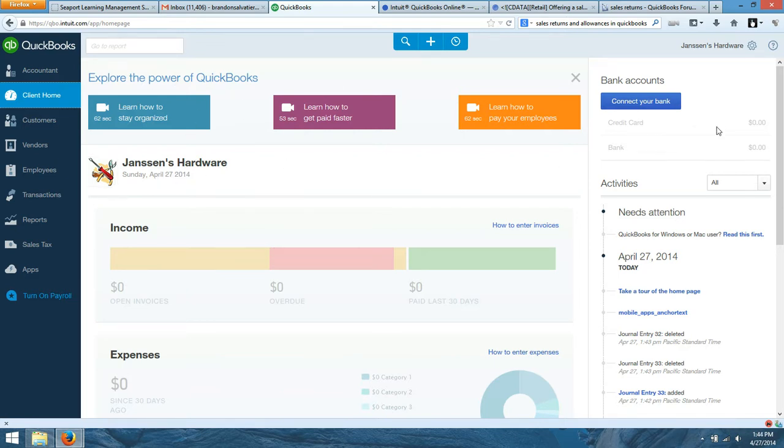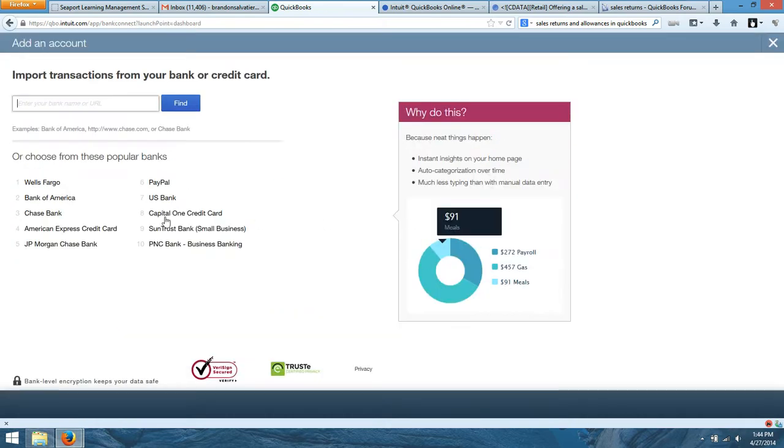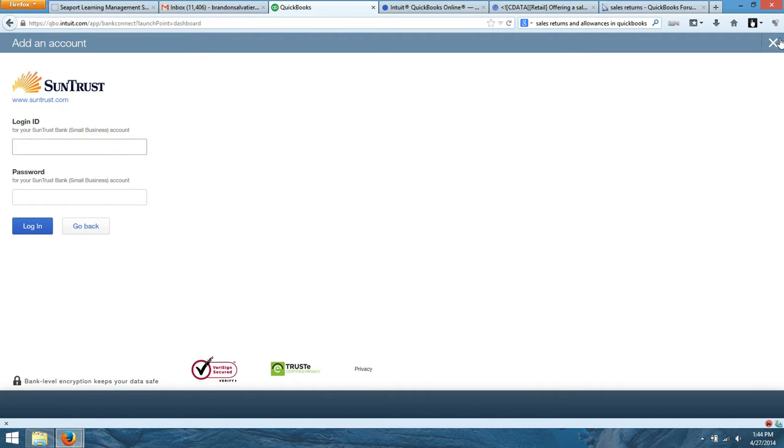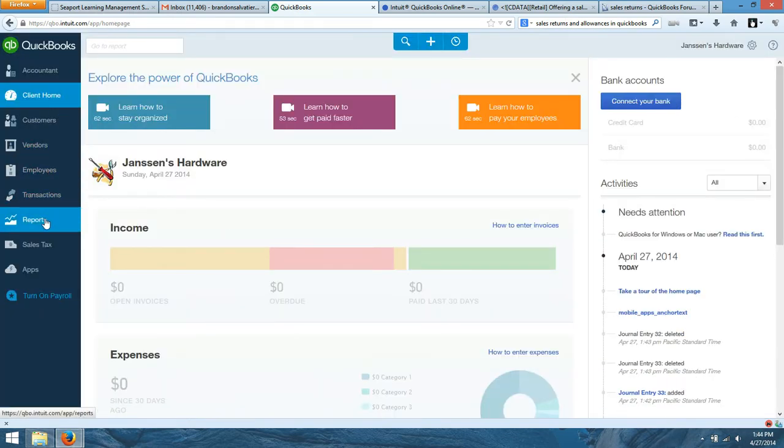Jansen's hardware, again, you'll see that my bank account is 0. And the reason why is because you actually have to attach your bank account, which I'm not going to do. You can see here I have to log in. That's not going to happen. So what I'm going to go ahead and show you is how I got around it.